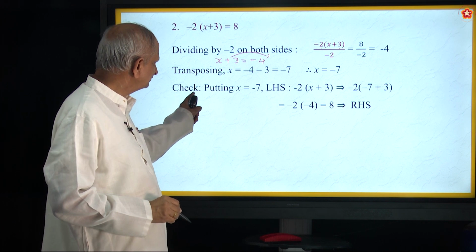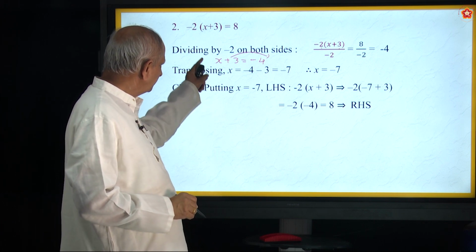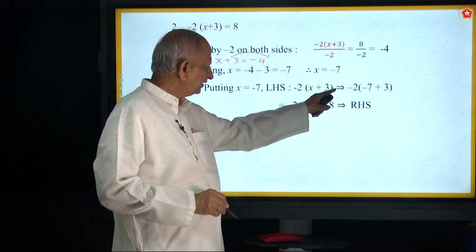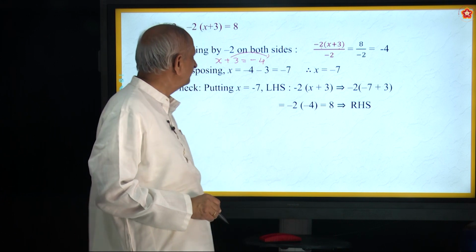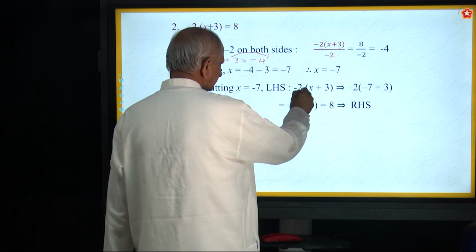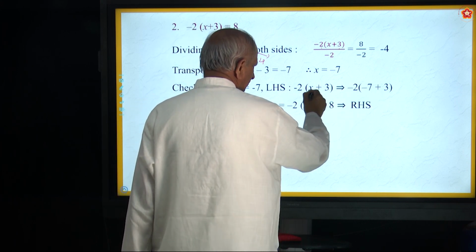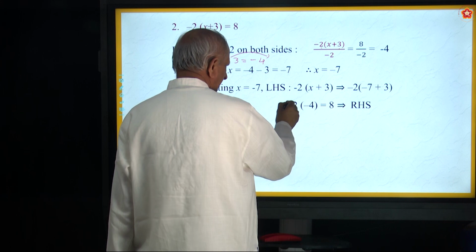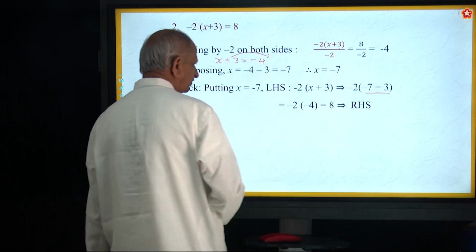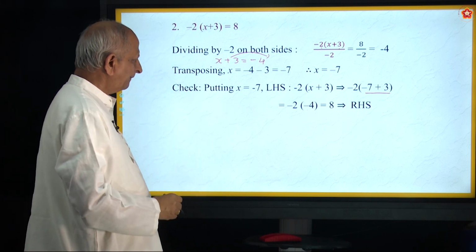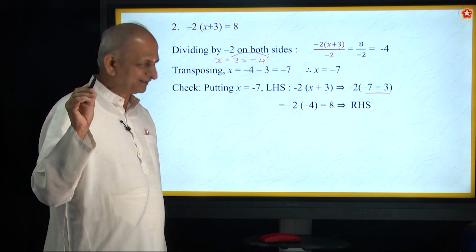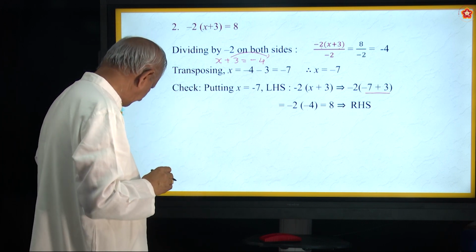You can check it. Where to check? In the given equation, left hand side minus 2 into x plus 3 is equal to minus 2. Correct? So, wherever there is x, you put minus 7. So, minus 7 plus 3. So, minus 2 into minus 7 plus 3 becomes minus 4. So, minus 2 into minus 4 becomes minus into minus plus, is it not? So, I think all of you know the rule of signs.